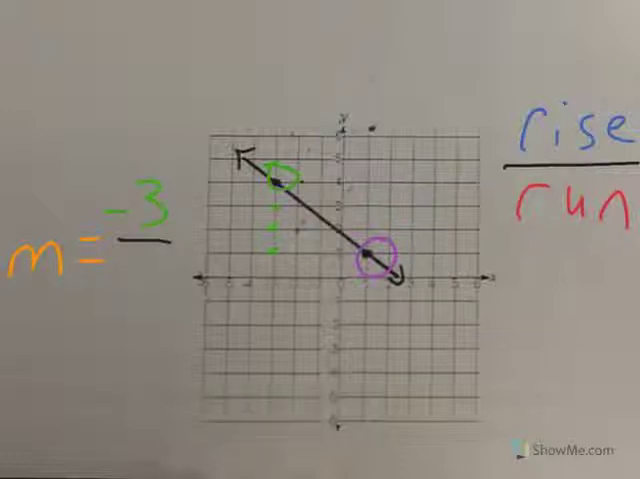Now we count how far we go over: 1, 2, 3, and 4. Since we went to the right, that's positive, so we have -3 over 4. That one's pretty easy too.